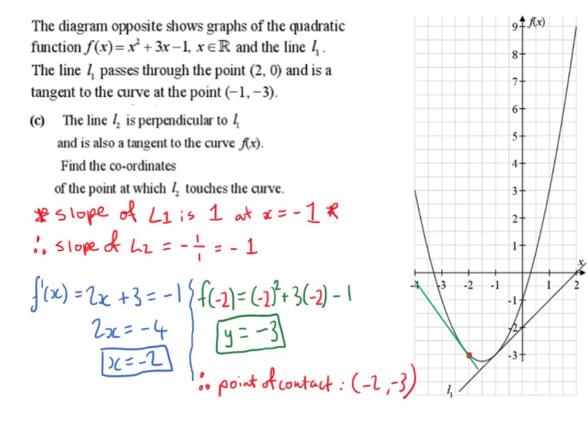So we knew that the lines are perpendicular to each other. So if L1 had a slope of 1, then L2 would have a slope of minus 1. We let our derivative equal minus 1, and then we solved for x. And then when we had our x value, we substituted it back into the original equation to find our y value. And the x value and the y value together gave us our point of contact, that point there, which is minus 2, minus 3.